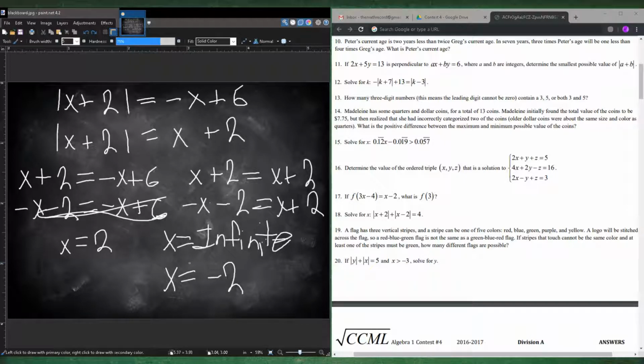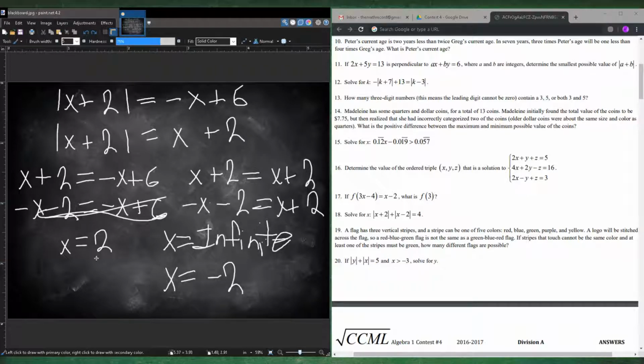Let's actually choose something else. Let's say like 3. So that's 5, and that's 1. That also doesn't work. 5 and 1, that makes 6, so that doesn't work.